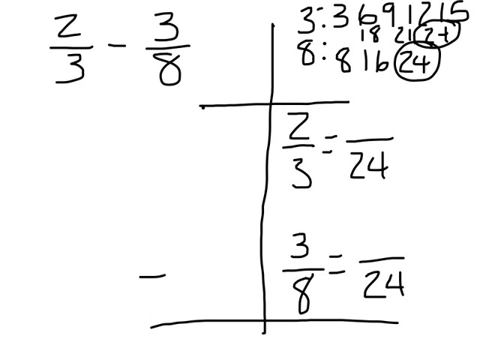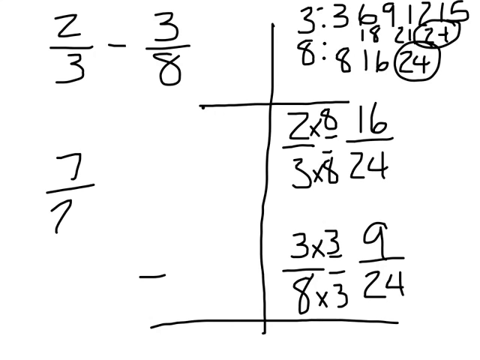Do that now. 2/3 equals what over 24? And 3/8 equals what over 24? Well, 3 times 8 is 24, and 2 times 8 is 16. 8 times 3 is 24, and 3 times 3 is 9. Now I can subtract my fractions. What's 16 over 24 minus 9 over 24? That's 7 over 24.